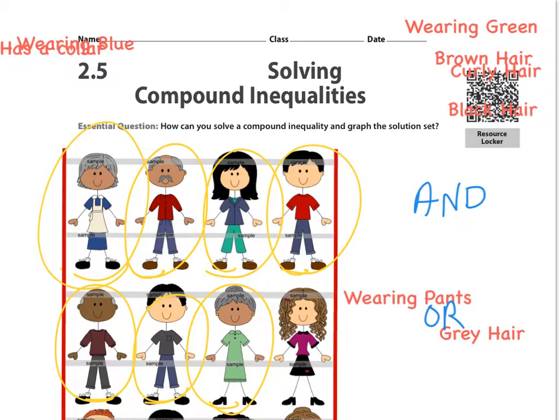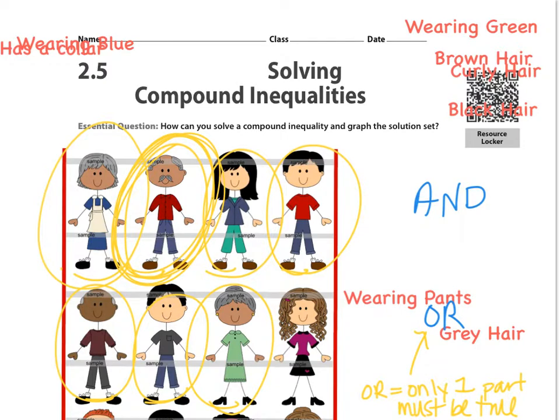So in general, you may have noticed that when it says "or," only one thing has to be true. You need to pause the video and take that note. Now, "or" does not mean that only one has to be true. It's just that at least one has to be true. For example, this guy right here is wearing pants and he has gray hair. That's okay. He's still meeting one of the qualifications.